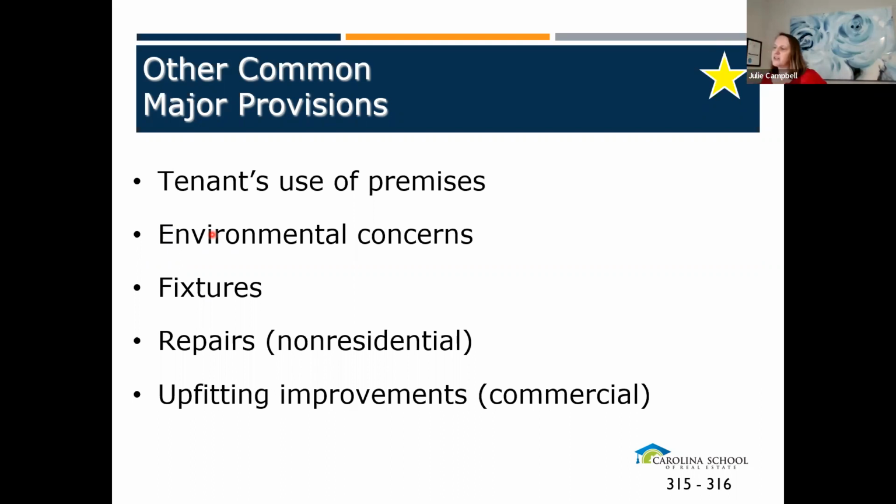Fixtures may be a provision in a lease, particularly commercial leases, specifically trade fixtures. Remember trade fixtures back in Unit 2? Trade fixtures are the commercial tenants' fixtures they can put in the home to allow them to conduct their trade, to conduct their business. At the end of the lease, the commercial tenant can take their trade fixtures with them. Repairing any damage they cause to the property, of course.